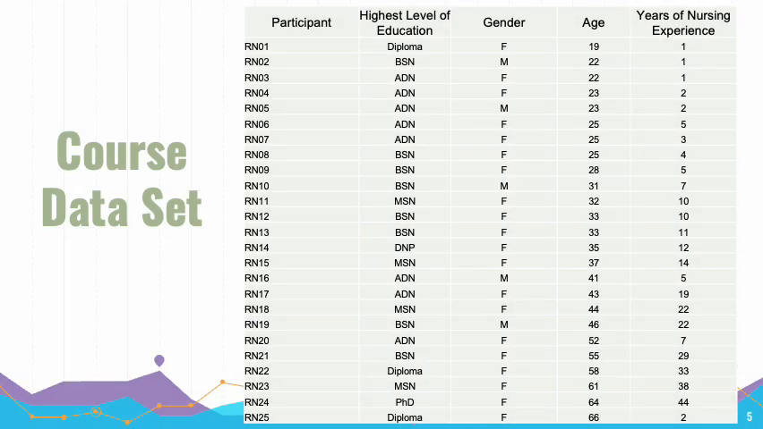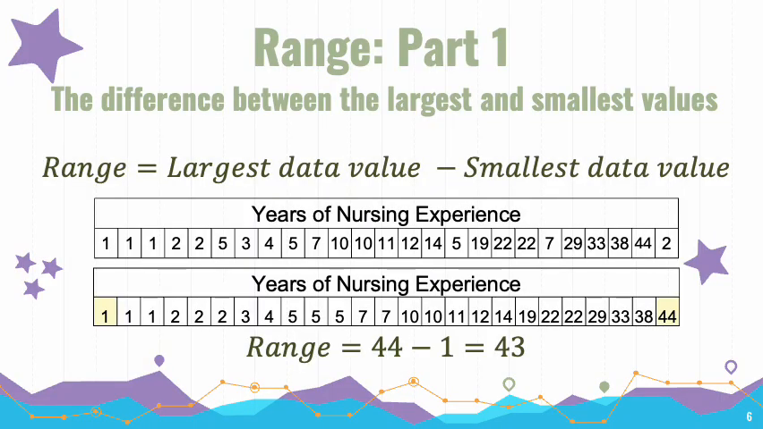To help us understand how to apply measures of variance, we're going to be using the same data set we have been using throughout this course thus far. I have provided a copy of the data set here for your convenience. The range is just like what it sounds. It is the difference between the largest and smallest values in the data set. The range is very simple to calculate.